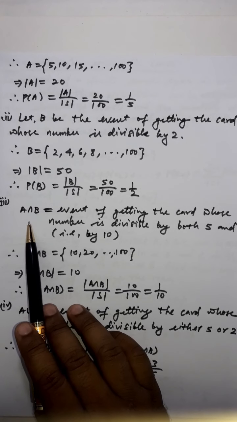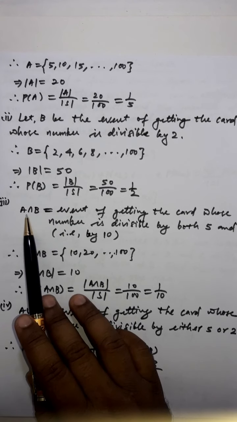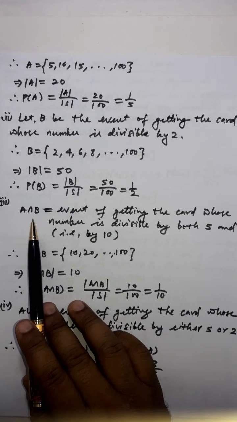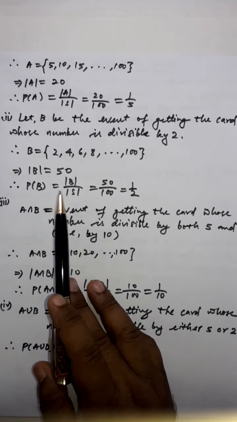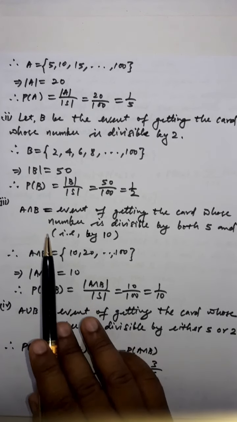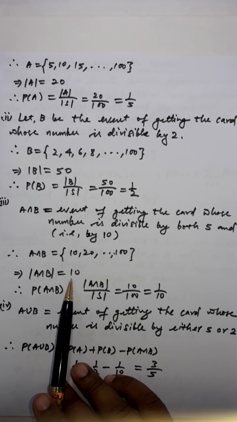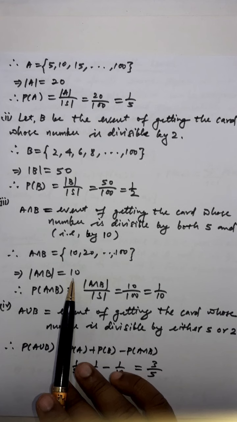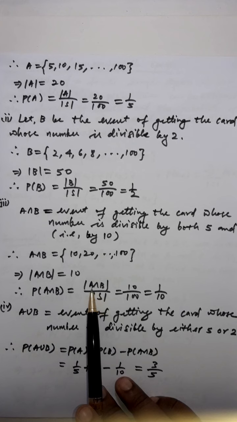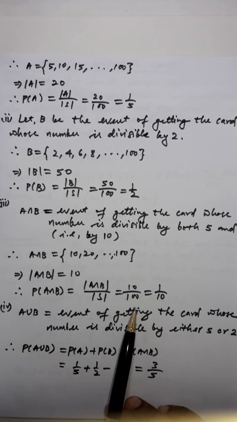And that set of getting a card which is divisible by both 5 and 2 is represented as A intersection B. We don't need to write any other name here. With the previous A and B terms, we can mention it. It is A intersection B because both are happening here. Now the size of A intersection B, we can count there. How many numbers in total? 10 numbers. So size of A intersection B is 10, and the probability of A intersection B is size of A intersection B by size of S, that is 10 by 100, that is 1 by 10.